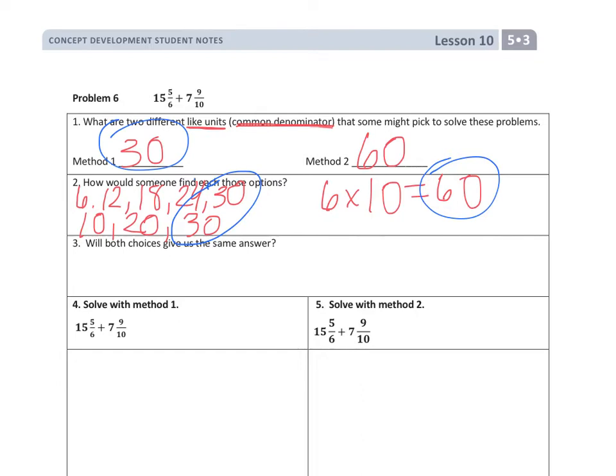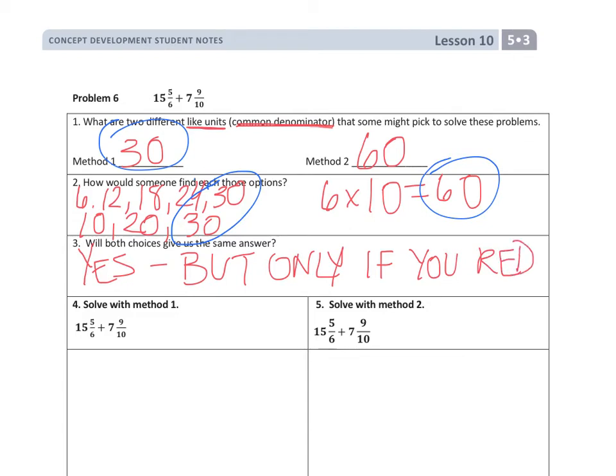And Miss Parker's awesome. Yes, they will. But only if you reduce. Reducing is important.